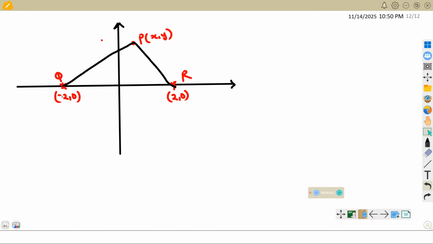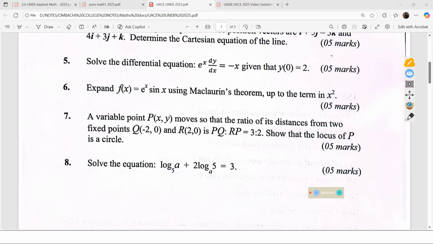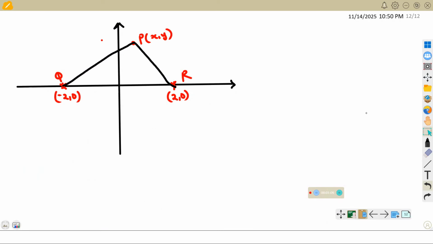So a point P is a general point which is given by P of x, y. So we are putting our point P at that given point. And next we are told that the ratio of its distances from these fixed points is this. So we have PQ to RP. We are told that PQ, this distance here, to RP, is 3 to 2. That is what we are told. So we are told that PQ to RP is 3 to 2.